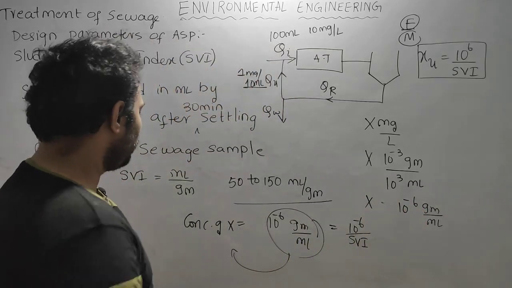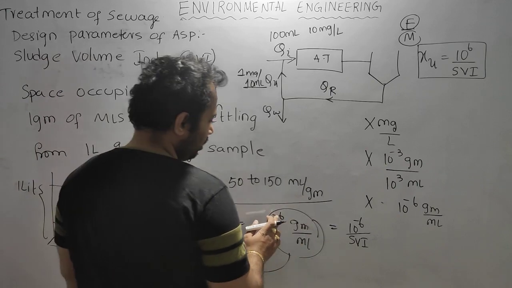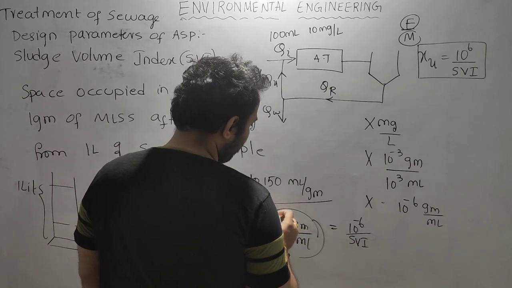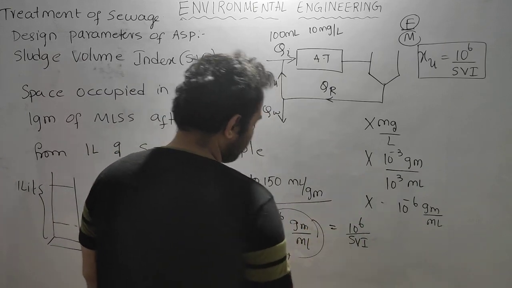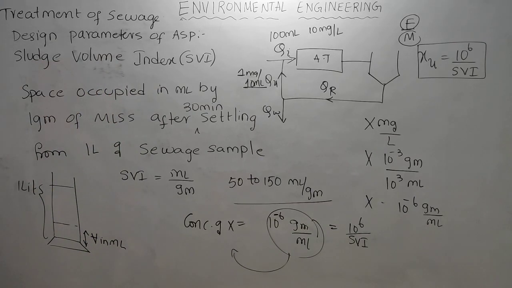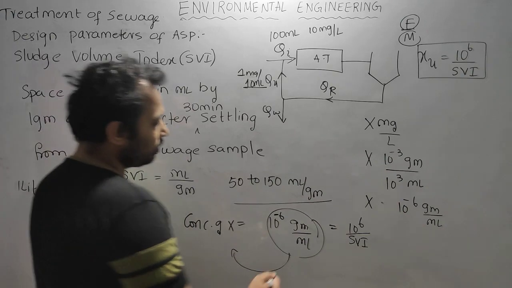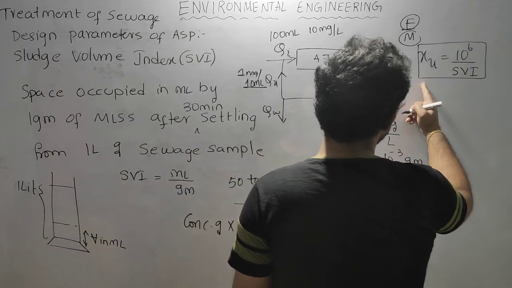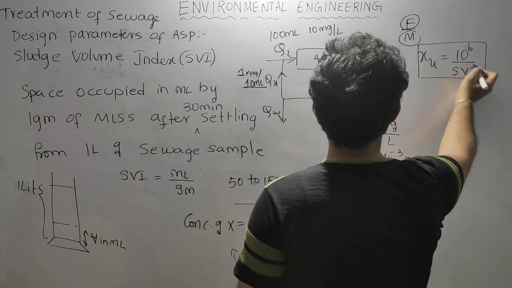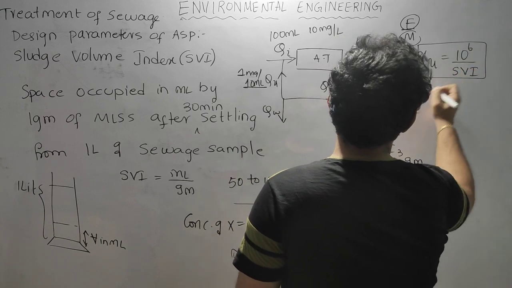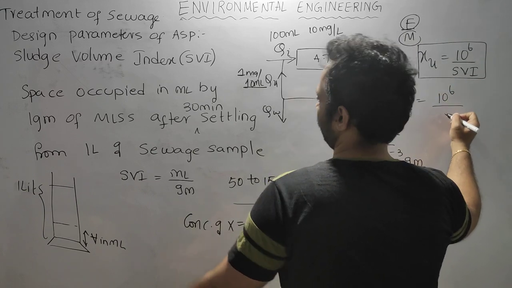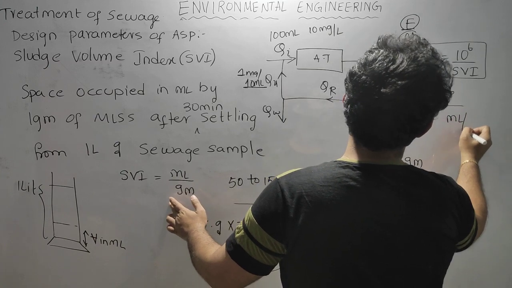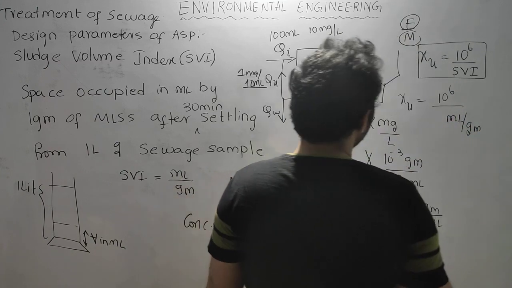That means the concentration of X is nothing but, it is not 10 to the power of minus 6. Yeah, here it is 10 to the power of minus 6. If I am taking it to this side, then it will become 10 to the power of plus 6 ml per gram. So that is nothing but SVI. Now if I am equating this to XU, SVI I am calculating, XU is equal to 10 to the power of 6 by SVI. SVI is ml per gram.